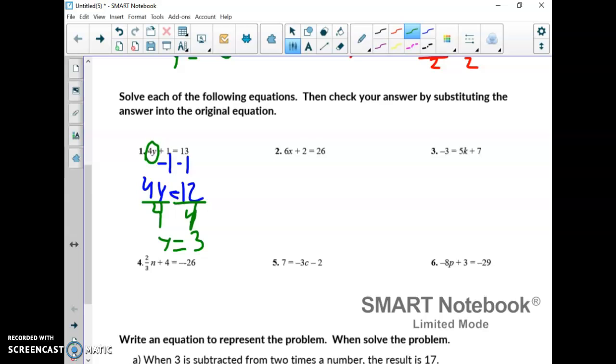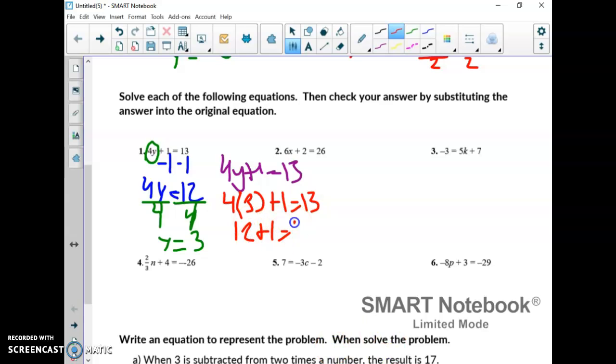Sound good? Okay, so let me just quickly take up some space, and I want to show you what it looks like whenever you are plugging your answer back in, when you're substituting back in to check your work. So again, you start off with your normal equation, 4y plus 1 equals 13. Okay, when you rewrite it, instead of writing y, you're going to write the answer of 3, which is what you guys told me y was. So 4 times 3 plus 1 equals 13. And then you just use order of operations to help you solve that. So 4 times 3 is 12, plus 1 is in fact 13, so we did that right.